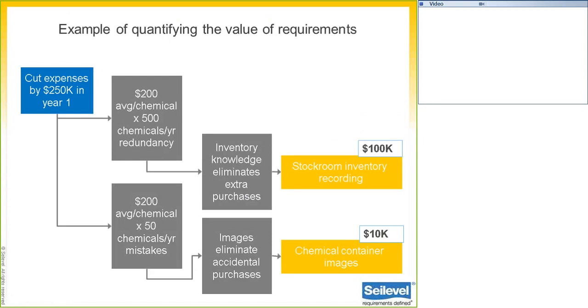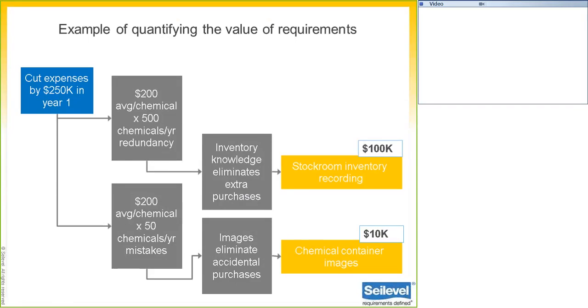And so this is from our chemical tracking system. Imagine some of the few high-level requirements, such as stockroom inventory recording and chemical container images. The stockroom inventory recording is used so that the system knows what's in the actual stockroom and can be compared to lab requests for chemicals. The chemical container images are actual pictures of the chemical containers so that the lab assistants can see what the chemical looks like to make sure they're requesting the right thing. And remember, the objective of this project was to cut expenses by $250,000 within the first year.